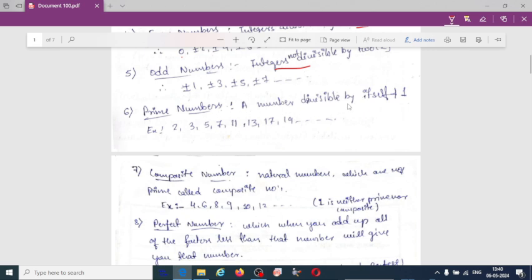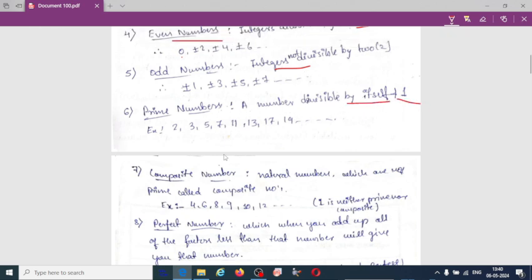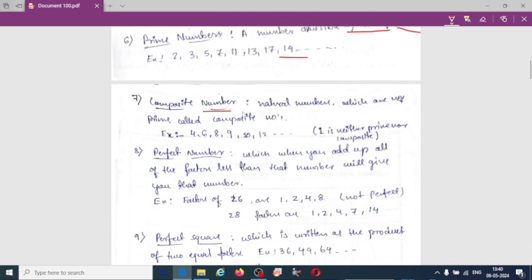Prime numbers: a number divisible only by itself and 1. If you take 2, however, it is an even number, but it is only divisible by 1 and itself. So 2, 3, 5, 7, 11, 13 and so on. Composite numbers: natural numbers which are not prime are called composite numbers.